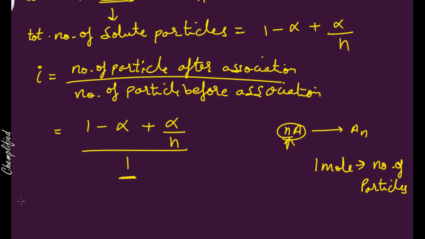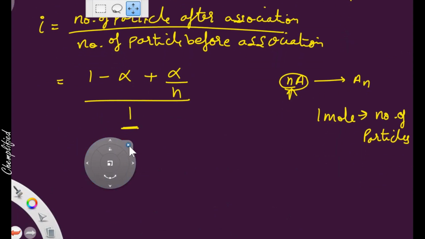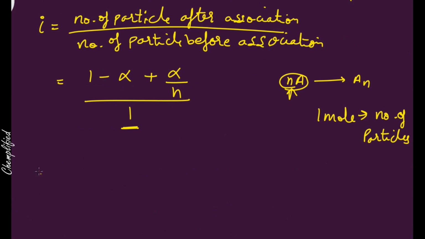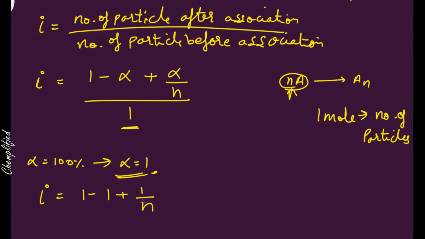All right. Now let us consider our alpha value equal to 100%. Let us consider that for this association alpha is equal to 100%, which means all the particles are getting associated, which means alpha is equal to 1. If alpha is 100%, it means alpha is equal to 1. Now what is happening? Right, take a look. i will be equal to 1 minus 1 plus 1 upon n. So these two will become 0. So the value of i will be equal to 1 upon n.